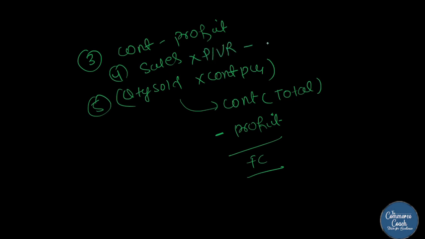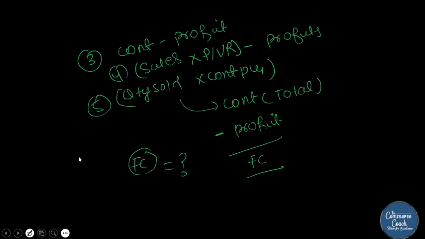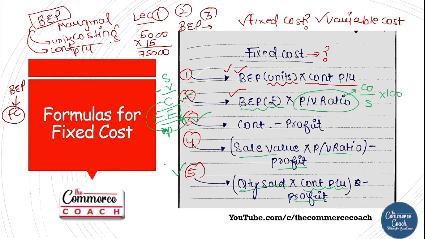What was formula number 4? Sales multiplied by PV ratio minus profits. So in these ways you can find out the amount of fixed cost. You must know this because there are certain points where you will be required to find out fixed cost in the question. Okay, I hope you have got the formulas. All the 5 formulas we have got.